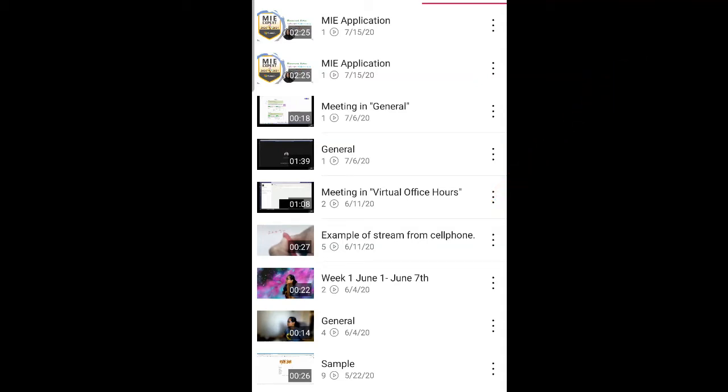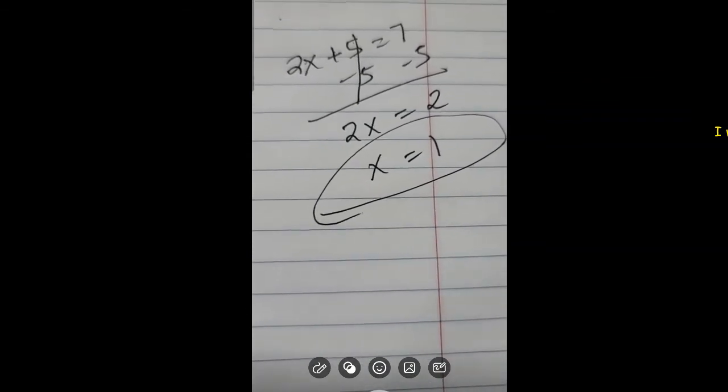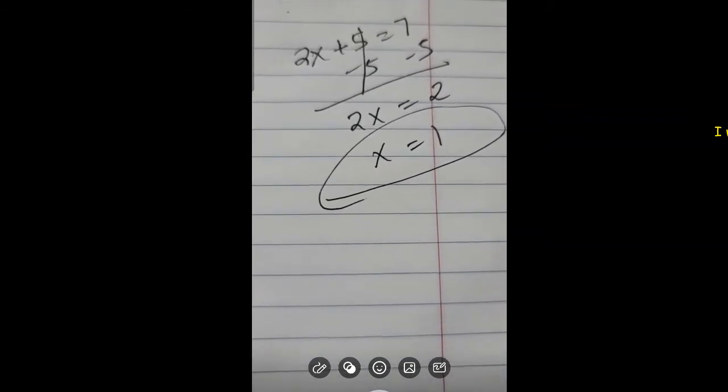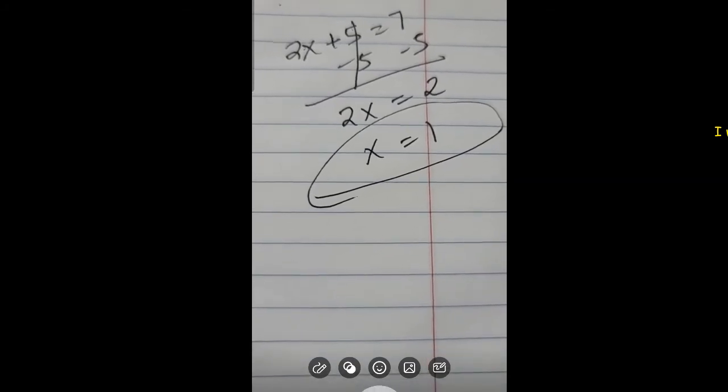So I'm going to go ahead and click on the plus sign. It gives you two options. One is to create one and one is to upload from your gallery. So I'm going to go ahead and create. As soon as I click create, you can see the camera button has turned on. I'm a math instructor. I have solved a problem here. I'm going to go ahead and click the record button.